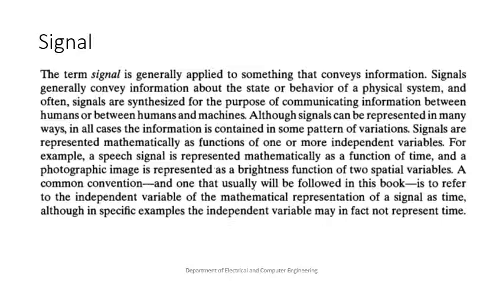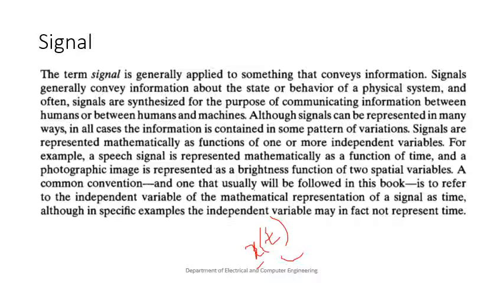one or more independent variables. Now the important thing to note is that a signal is a function of one or more independent variables. When we say independent variable, what does it mean? It means, for example, I write x of t. So the signal x is a function of this independent variable t.